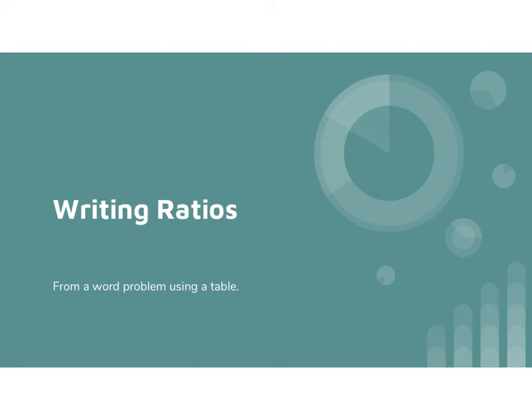So today we're going to start writing ratios from a word problem using a table. Last time, you used equivalent ratios and a T-chart, and now we're going to do a T-chart or a table. It depends how you want to do it. So we're going to go ahead and start with that.